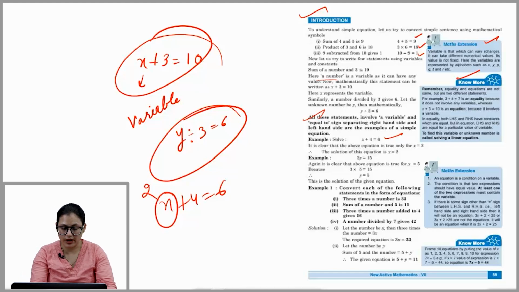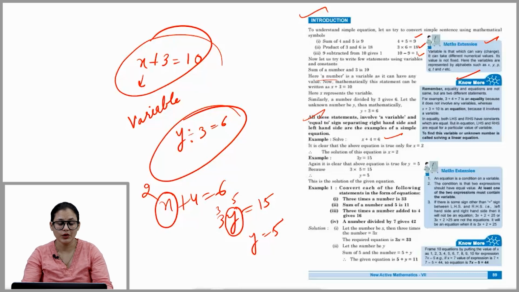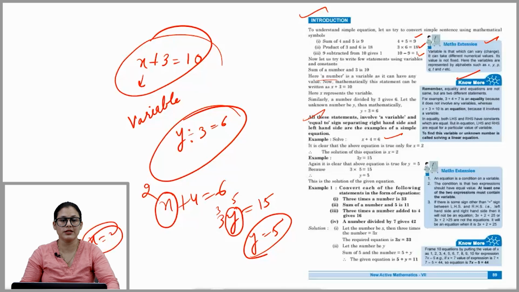Similarly, 3y is equal to 15. Here 3 is multiplied by y. So with what number we will multiply so that we get 15? So we will multiply by 5. That means the value of y is what? 5. Okay. So y is equal to 5 and x is equal to 2. These are the solutions of the given equations, right?